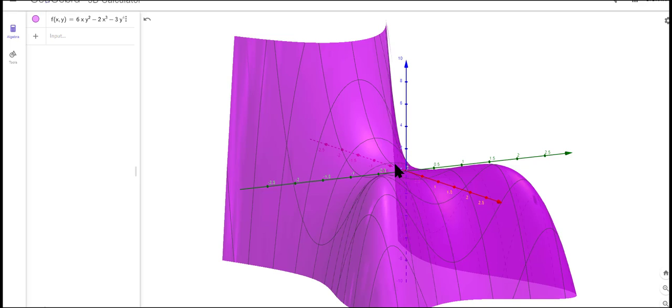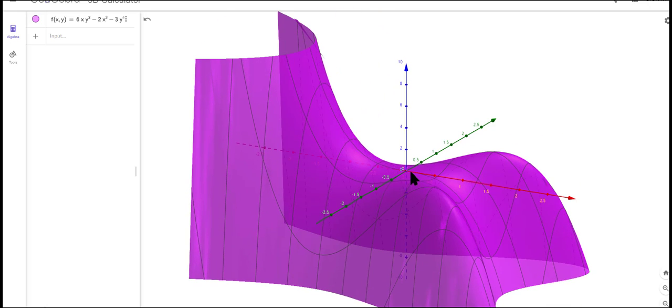Global maxima it won't have, because when it increases in the positive territory for x and y, the z values will just go on increasing indefinitely, and the same way for going to the bottom. So these two are relative maxima, and here at 0, 0 we have a saddle point. Now let's go ahead and look at it in MATLAB as well.